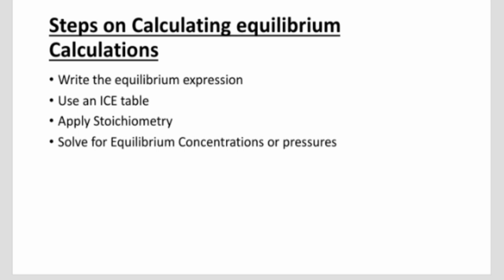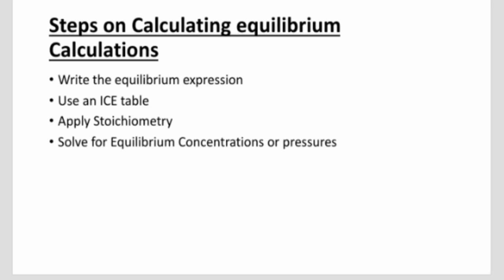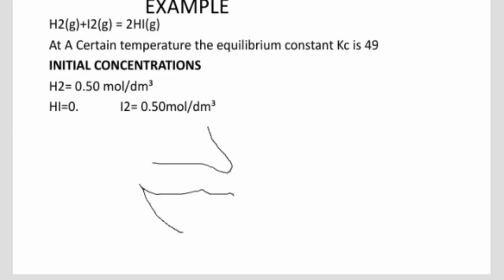So the first example is we have H2 gas plus I2 gas, which is in equilibrium with 2HI. Now mind me on that equal sign. That equal sign should be in this way, supposed to be like this. Now having talked over that, let's try to do this example.